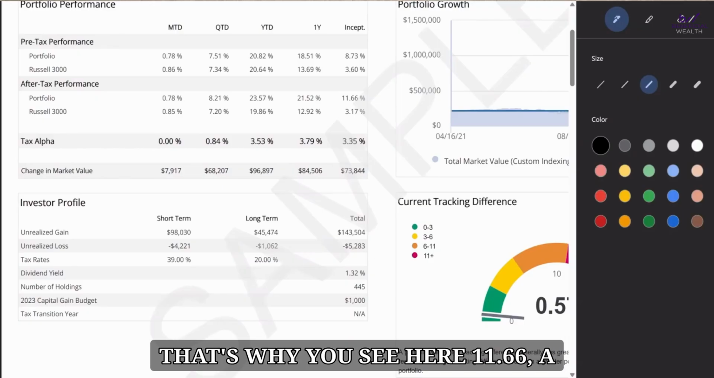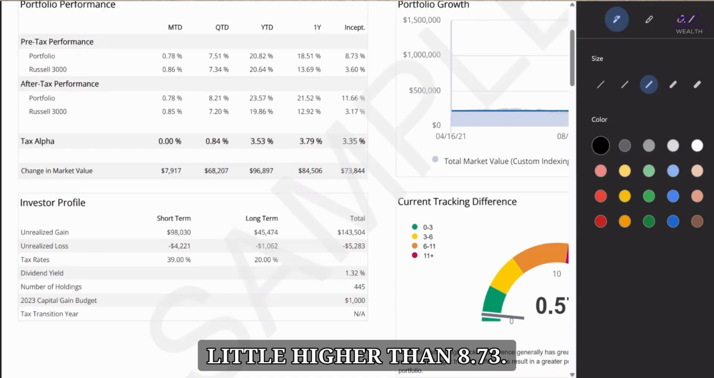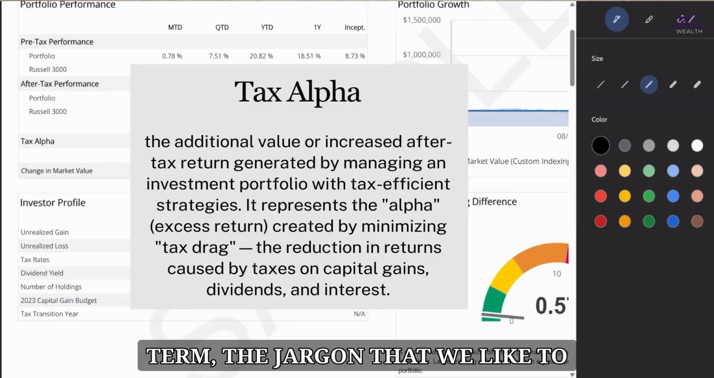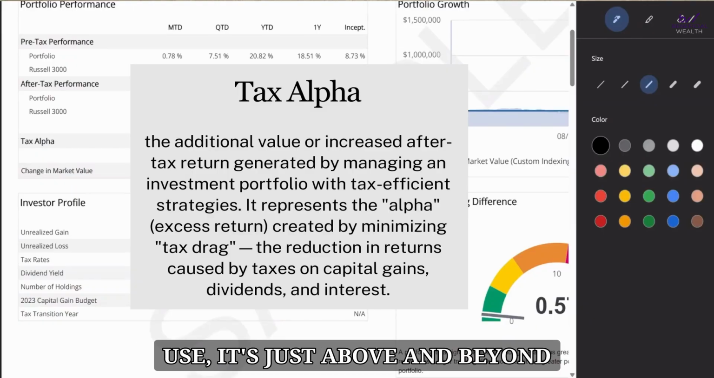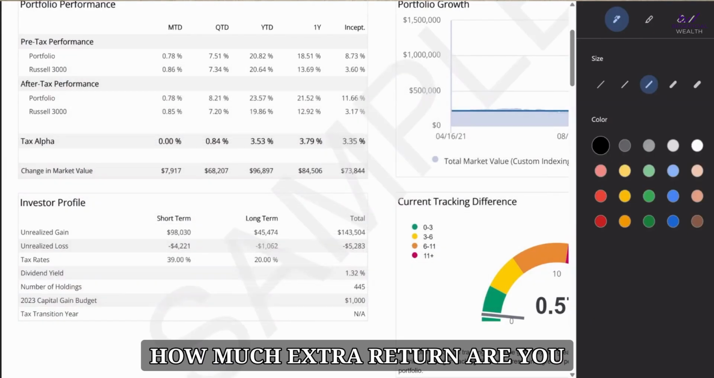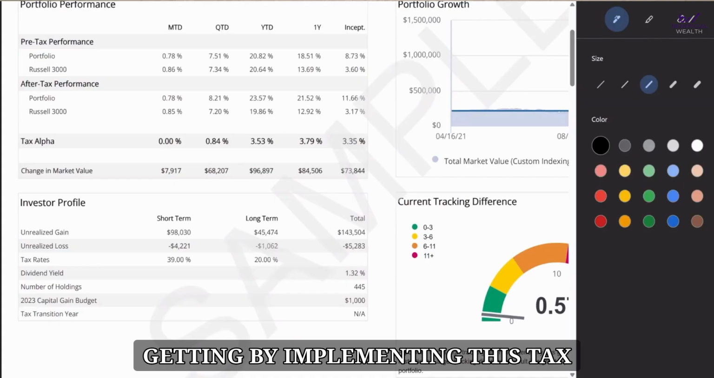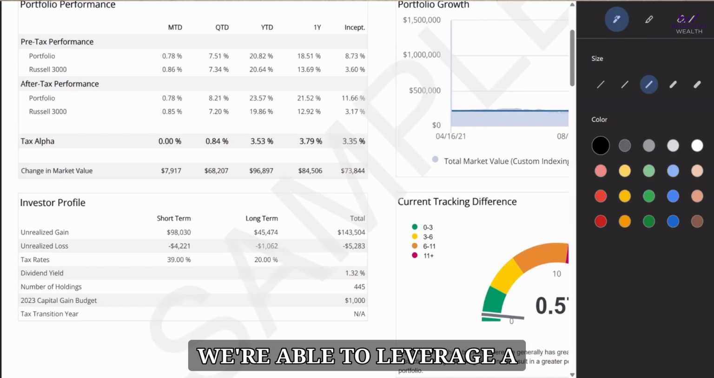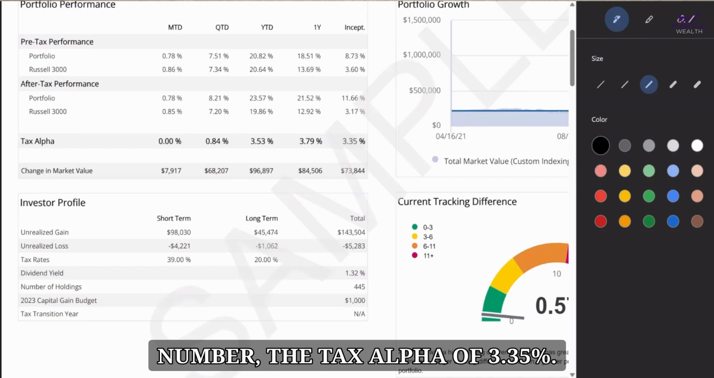That's why you see here 11.66, a little higher than 8.73. So that tax alpha, right, the jargon that we like to use, is just above and beyond how much extra return you are getting by implementing this tax loss harvesting strategy. Right? Again, in a non-retirement account, we're able to leverage a tax-efficient portfolio, and so you'll see here, that's the number, the tax alpha of 3.35%.